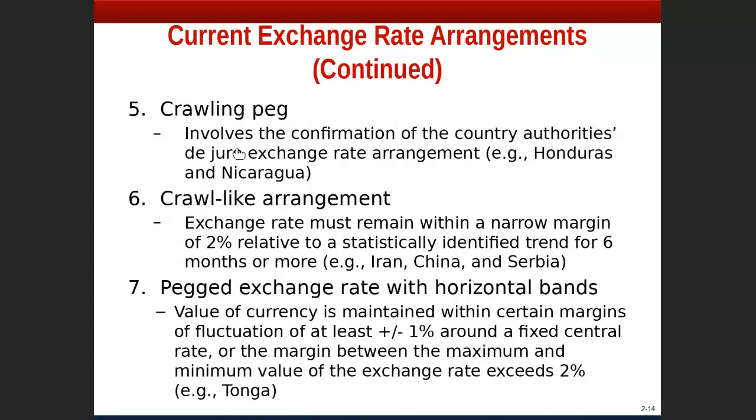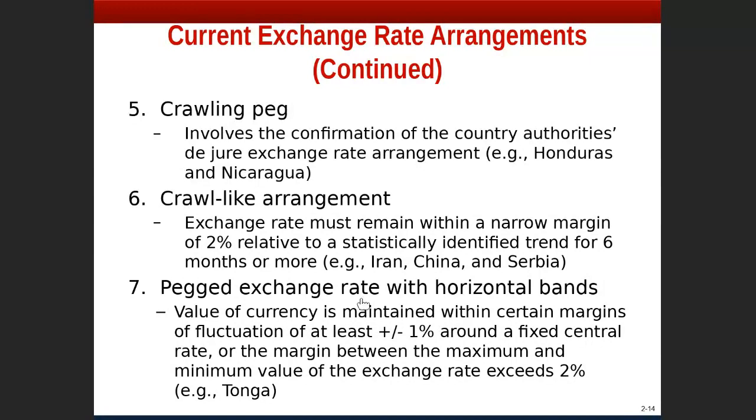We have the crawling peg, which involves the confirmation of the country's authorities de jure exchange rate arrangement. Here we're thinking of Honduras and Nicaragua. Then we have the crawl-like arrangement. Here, the exchange rate must remain within a narrow margin of 2% relative to a statistically identified trend for 6 months or more. Examples are Iran, China, and Serbia.